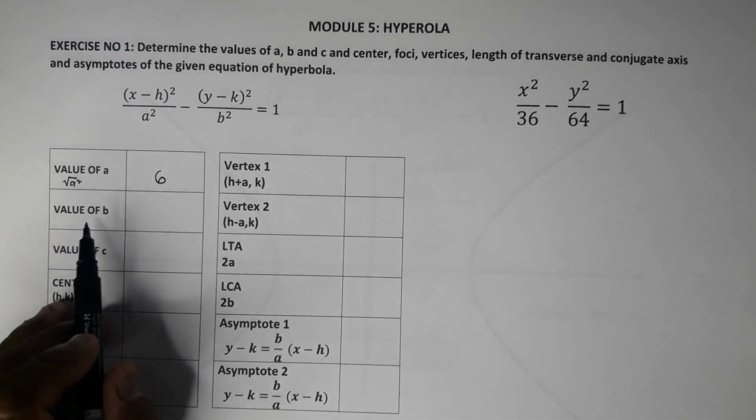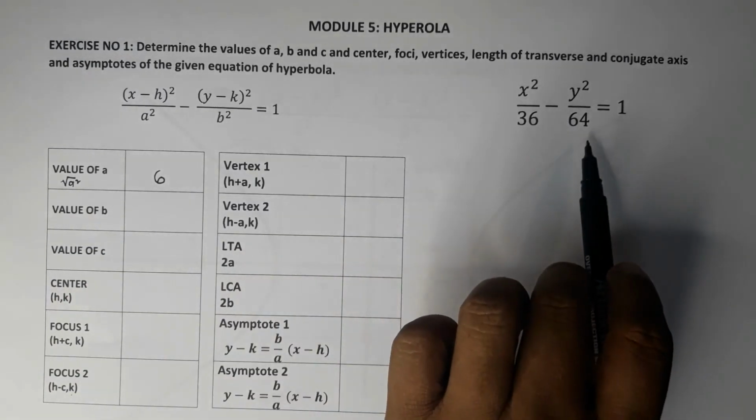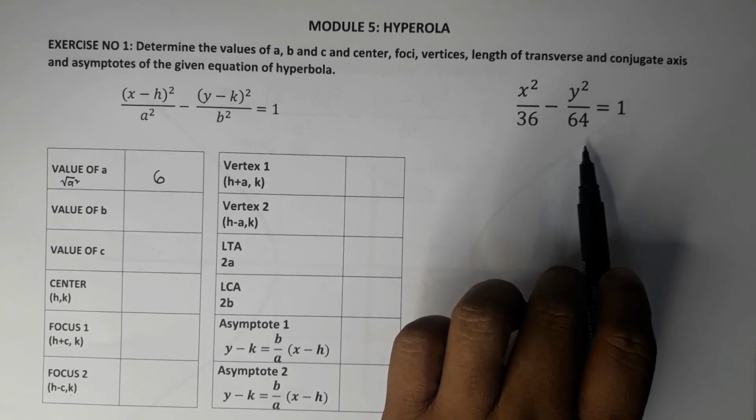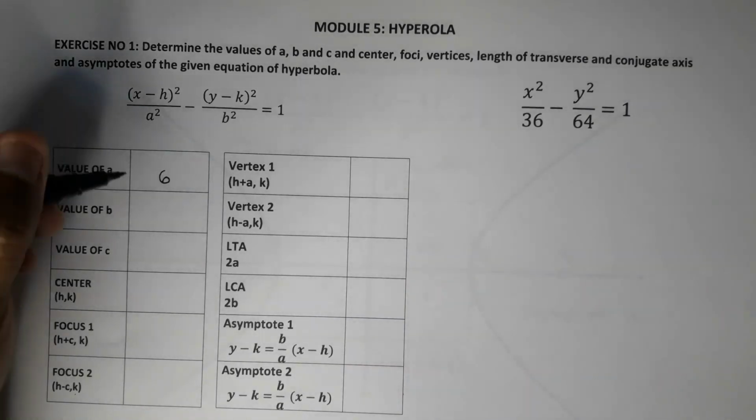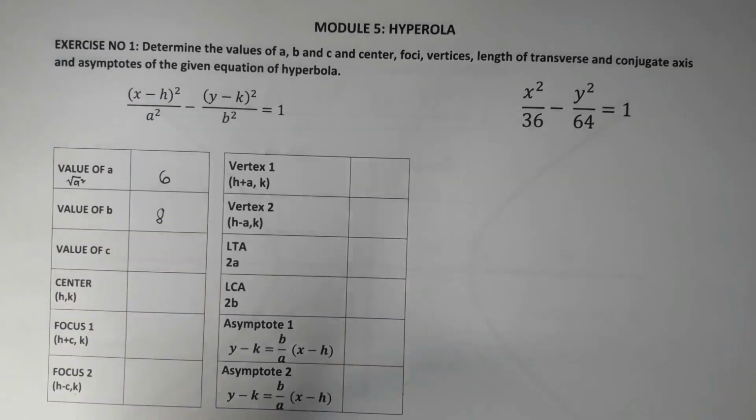Next, for the value of B, so here's our B, 64. What would be the value of B now? So we will take the square root of 64, which is 8. So the value of B here in our given equation is 8.